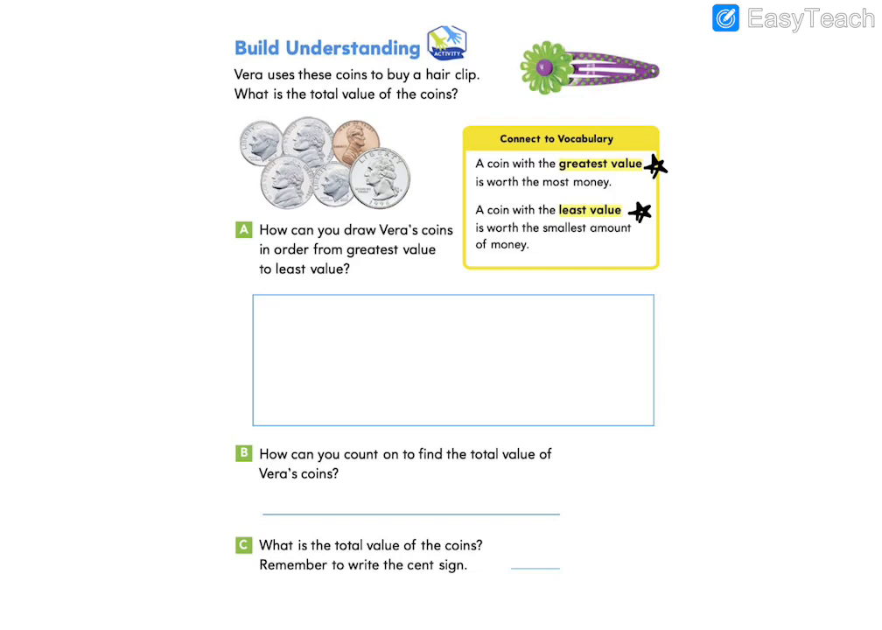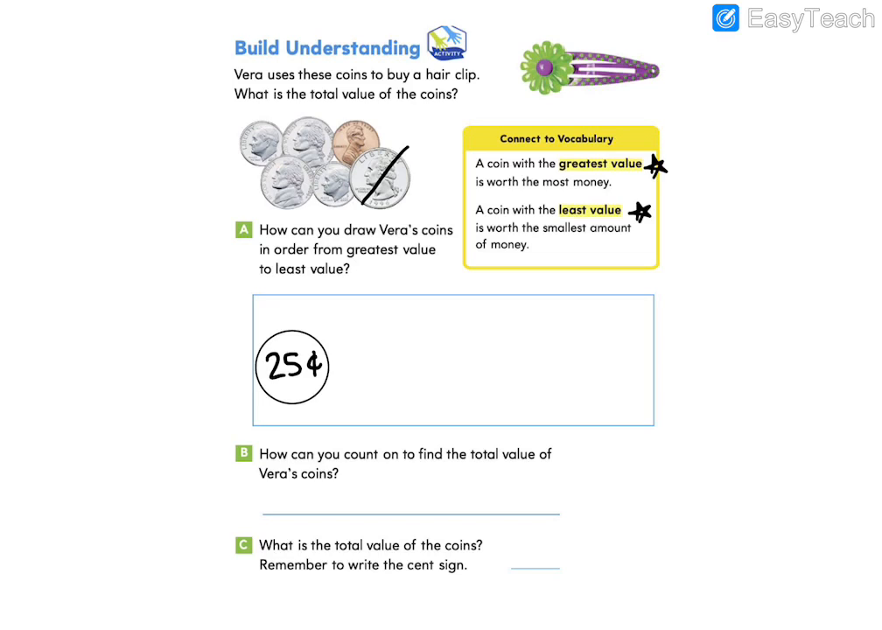Letter A asks us to draw Vera's coins in order from greatest value to least value. So let's look at all of the coins here. I see a dime, a nickel, a penny, a nickel, a dime, and a quarter. Which of these has the greatest value? The quarter has the greatest value. So I'll start with my quarter and label it 25 cents. I'm going to go ahead and cross it out so I know I've already placed it in my picture.